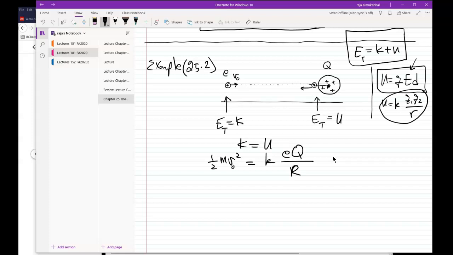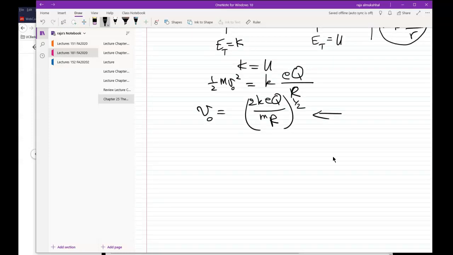I forgot what he wants. Yeah, what is the velocity of the proton? So v0 in this case is going to be the square root of 2keQ over mR, and there we go. We just calculate that. I'll leave it for you to get that number. The number, I'm looking at my textbook here, is 1.86 times 10 to the 7 meters per second.